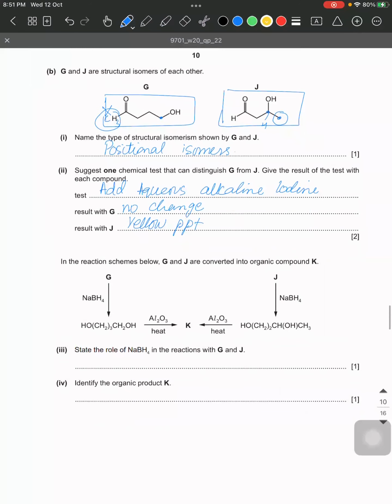Alright. Then in the reaction scheme below, G and J are converted into organic compound K. You can see this reaction scheme. State the role of NaBH4 in the reaction with G and J. That's pretty simple. We know that NaBH4, sodium borohydride, is actually a reducing agent. So we can say that it is a reducing agent, right? Then they are saying identify the organic product K.